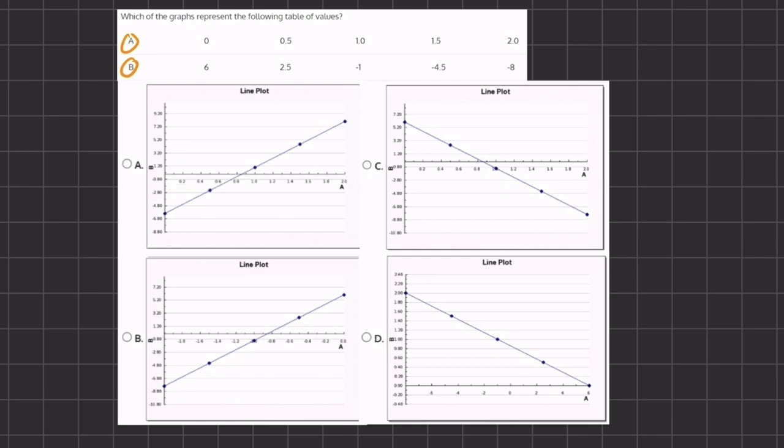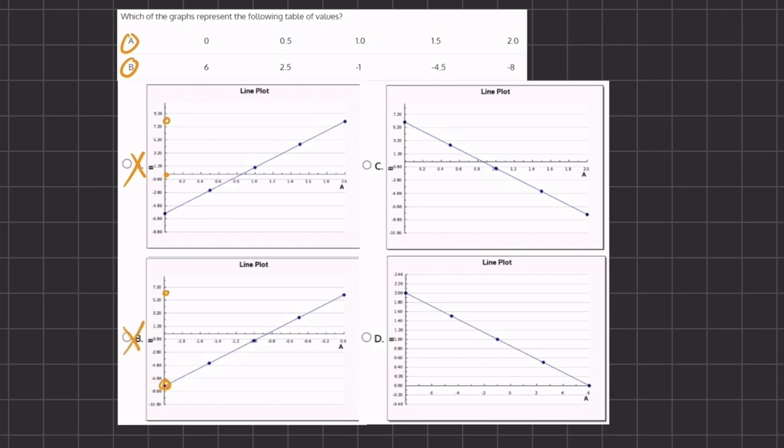Alright, so our first point is (0, 6). If we take a look at graph A and we go to 0, we want to find a point up here at 6. It is not plotted, and therefore A does not represent our table of values. Now let's move on to B. We have 0, and we want to find a point up here again at positive 6, but the points are plotted in the negative realm, and therefore B will be incorrect.